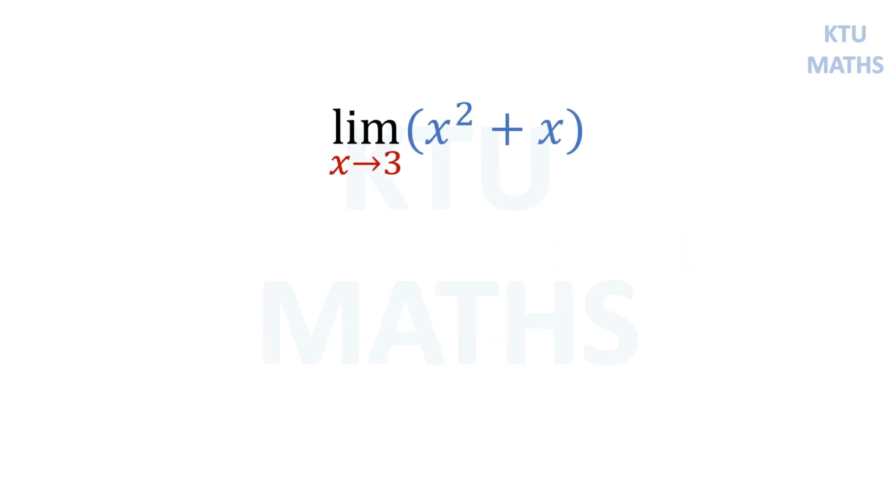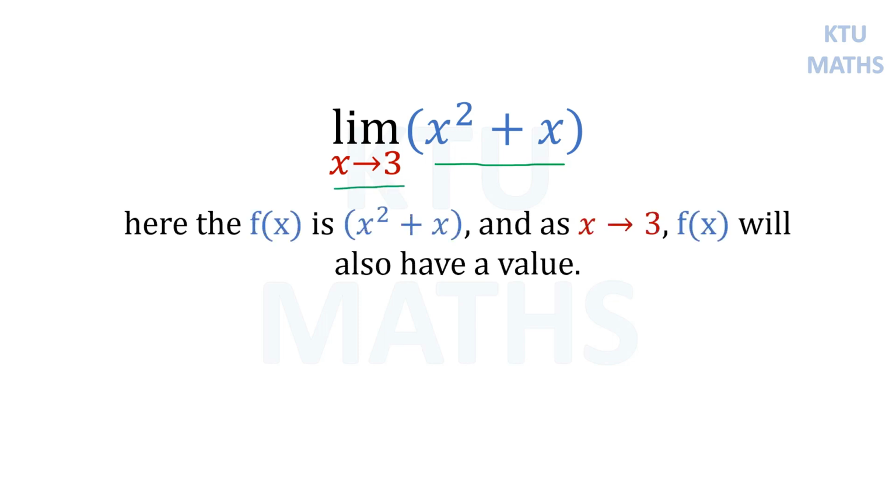Let us look at a function now. The function we have here is x squared plus x, and we put the limit x tends to 3. That means that when x approaches 3, f of x will also have a value. Now let us check what is the value. What do I mean when I say x approaches 3?